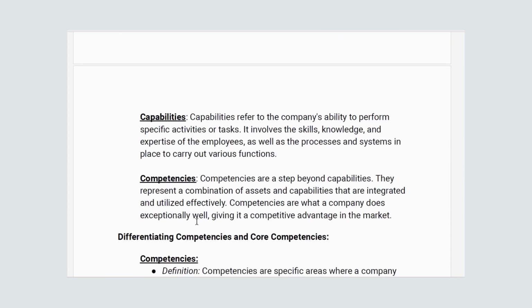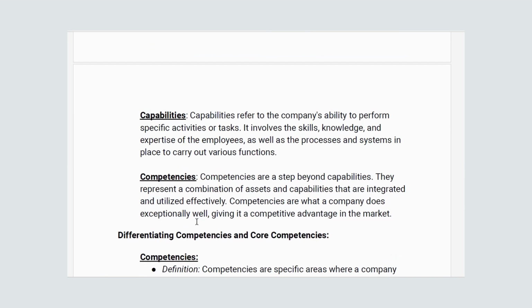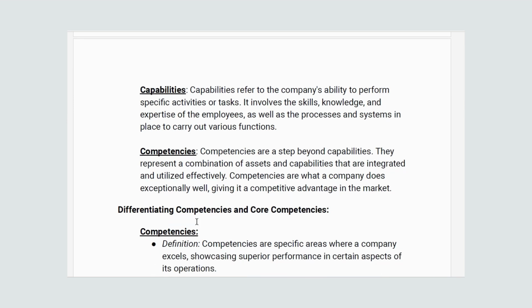Then come the capabilities. They refer to the company's ability to perform specific activities or tasks. Capabilities involve the skills, knowledge, and expertise of the employees. If the employees are capable of doing the daily activities or functioning of an organization, these things come under capabilities. When we talk about competencies, they are a step beyond capabilities. They represent a combination of assets and capabilities when they are integrated and utilized effectively. Competencies are what a company does exceptionally well, giving it a competitive advantage in the market.